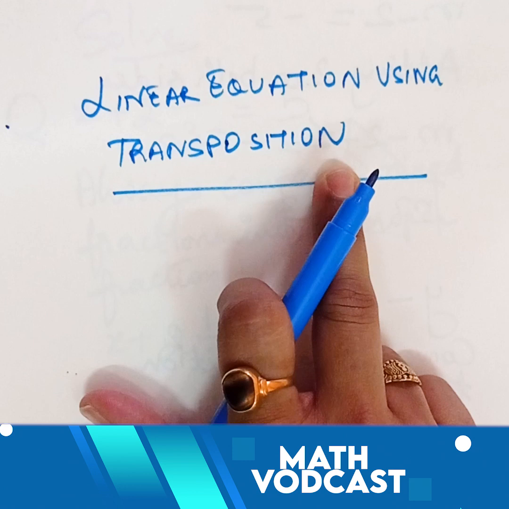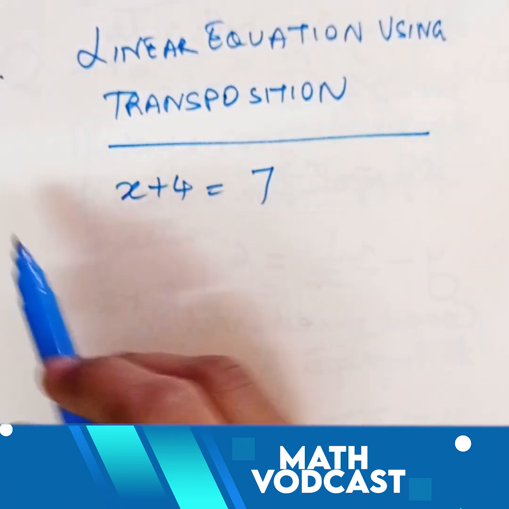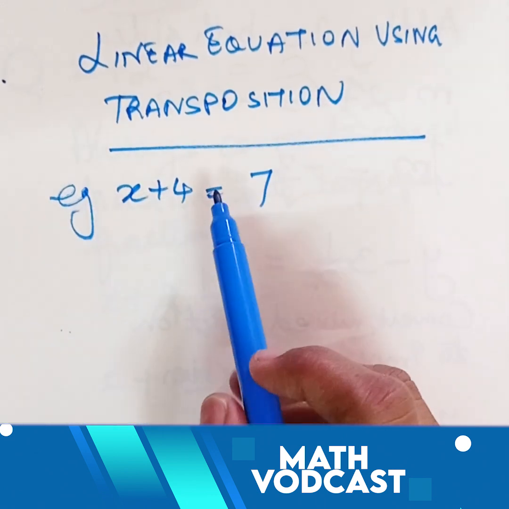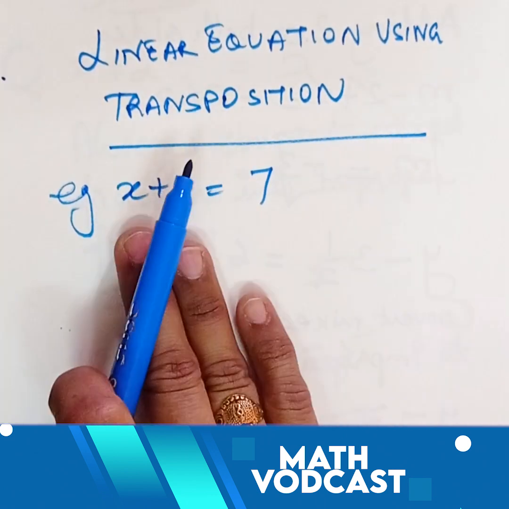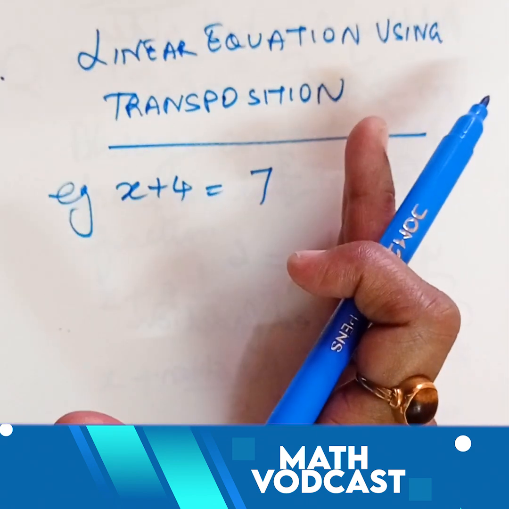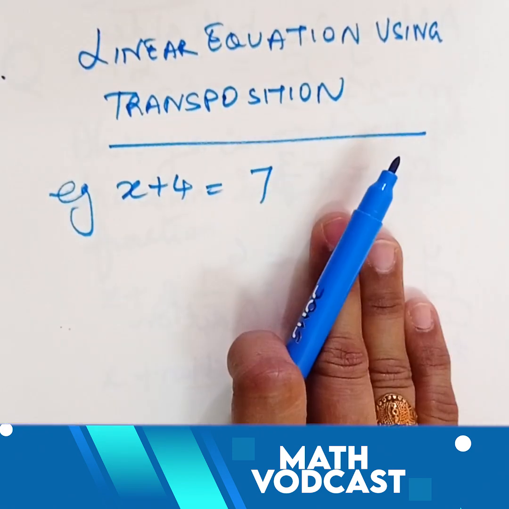What transposition is, I'll show you an example. If x plus 4 is equal to 7, suppose this is a linear equation that is given to you. Always remember, whenever anything moves from the left hand side to the right hand side of the equal sign, the positive term will become a negative term.